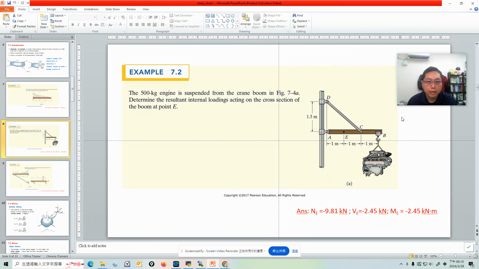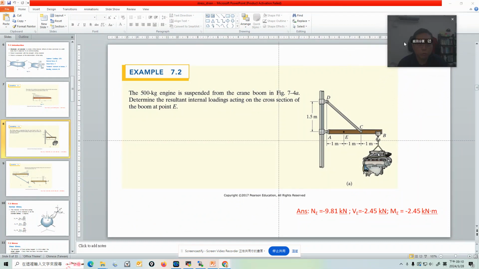Here there's a rod hanging over there, and there's a support of this rod, and on this rod there is the engine. The problem tells you it is a 500 kilogram engine suspended from the crane boom in this figure. This picture tells you a lot of information. You want to calculate the internal force at the section E.